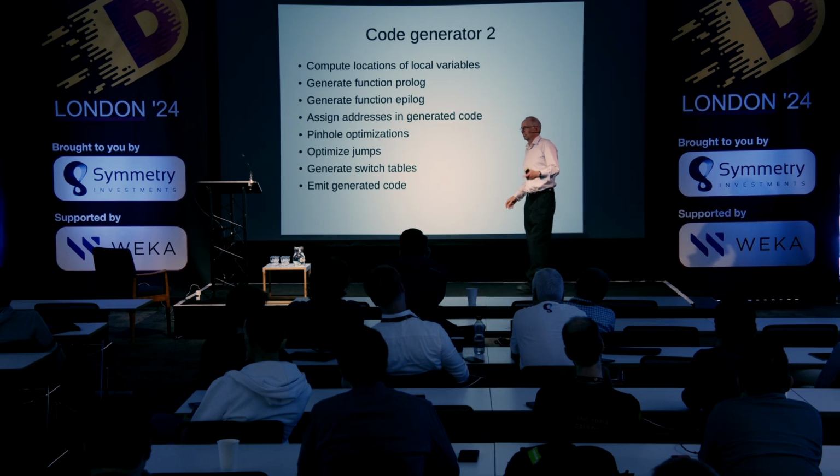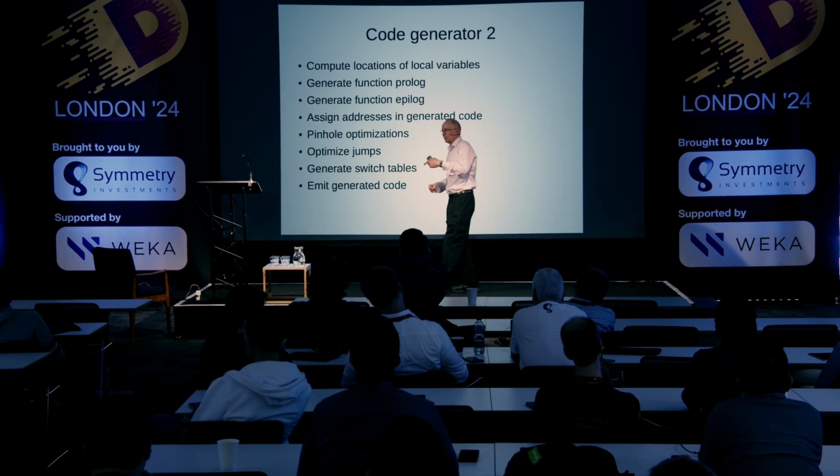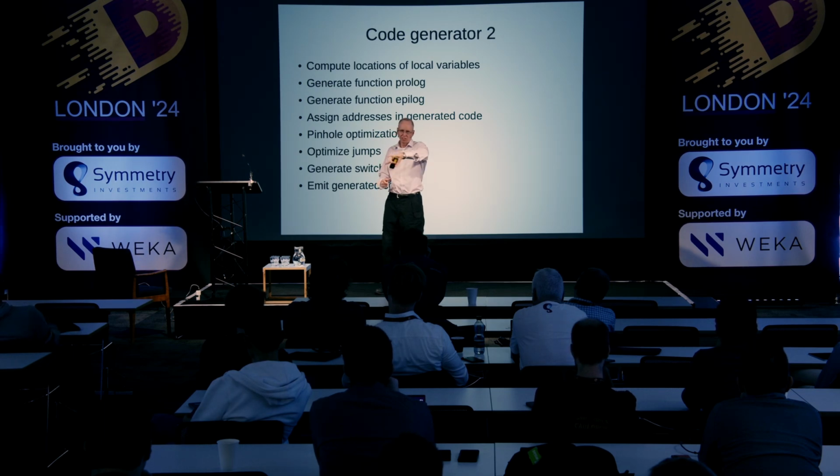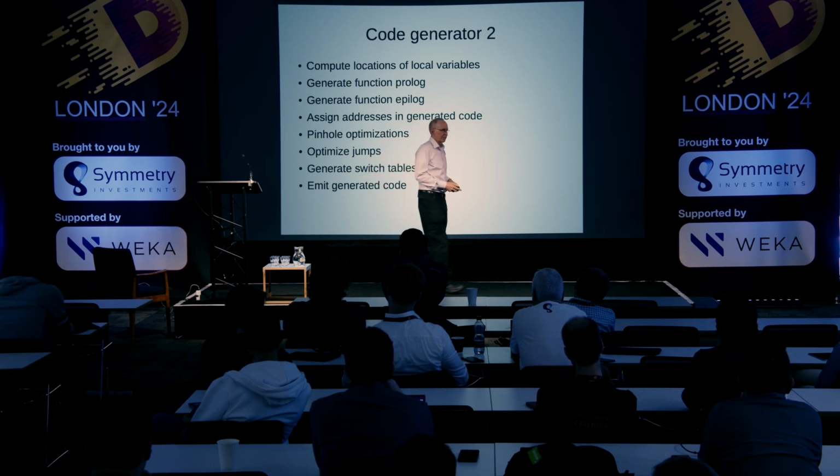Peephole optimization is when you have two instructions, one after the other, and a different part of the code generator generated one instruction, then generated the other. But if you look at the two together, they can be combined into one instruction. That's called a peephole thing.